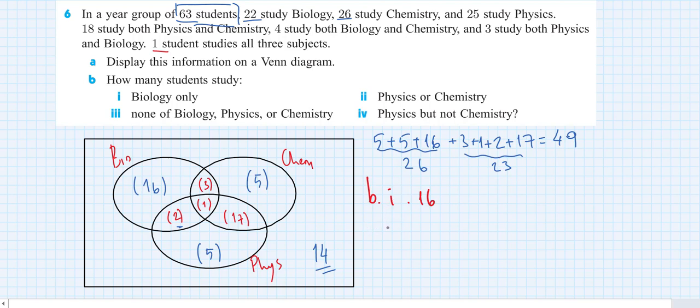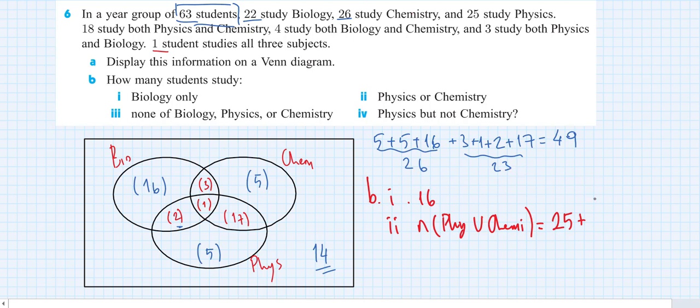For the second one, physics or chemistry. So I need the number of the union of the physics students with the chemistry students. How are we going to solve it? We just need to look at the number of physics students, how many students I had there in physics. 25, you can take it as 25, plus the chemistry students, how many chemistry students there are.